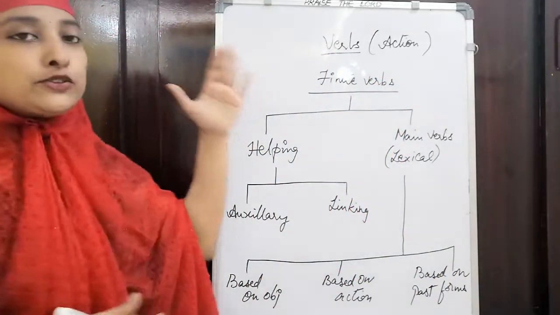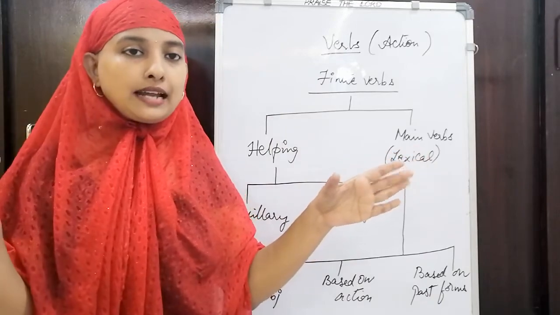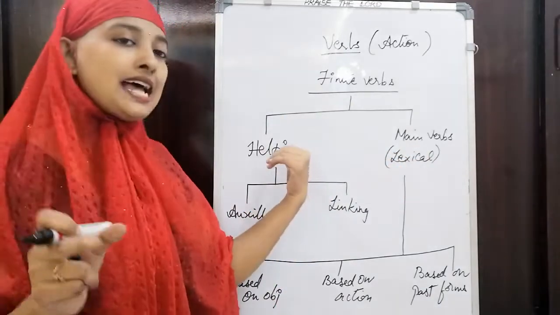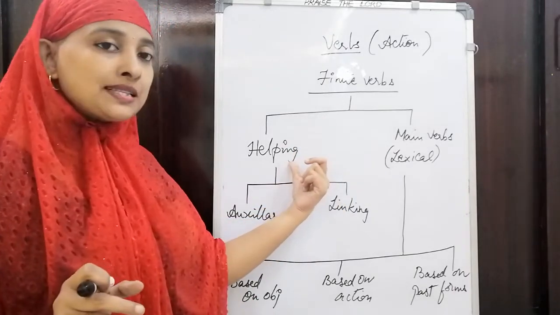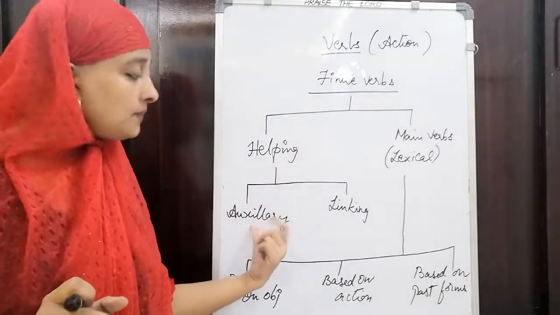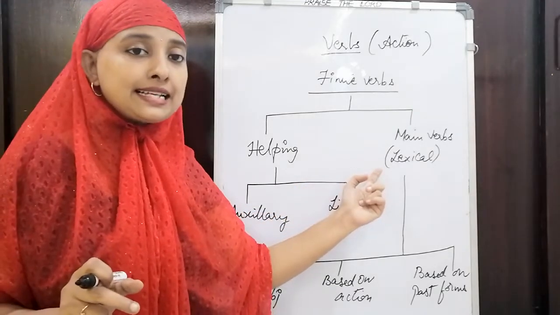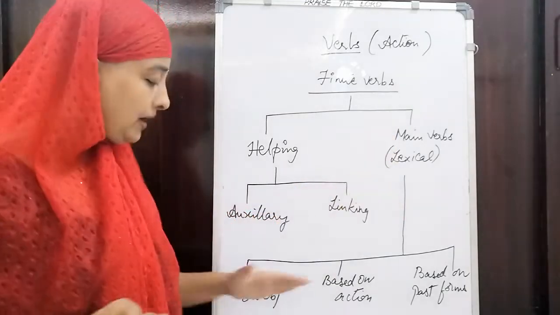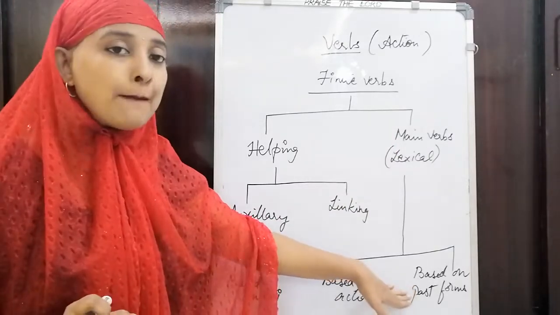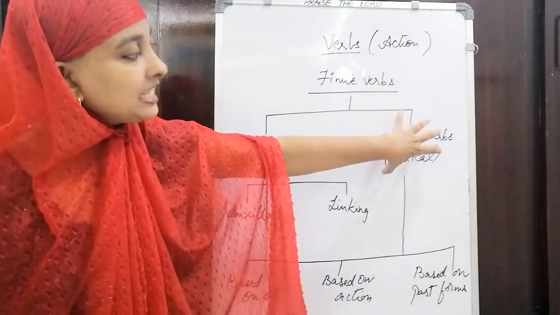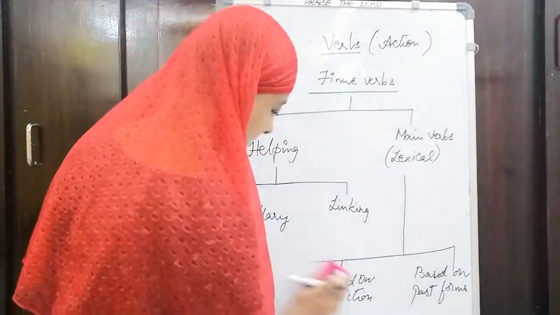So first of all, verbs are classified as finite and non-finite. Finite verbs are classified as helping and main verbs. Helping verbs are auxiliary verbs and linking verbs. Main verbs are called lexical verbs. They are further classified based on object, based on action and based on past forms. Now I am taking these main verbs and further classifying them.